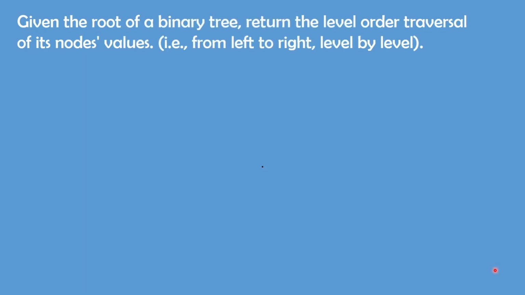Let's have a look at the problem at first. The problem says, given the root of a binary tree, return the level order traversal of its nodes' values. That means from left to right, level by level.